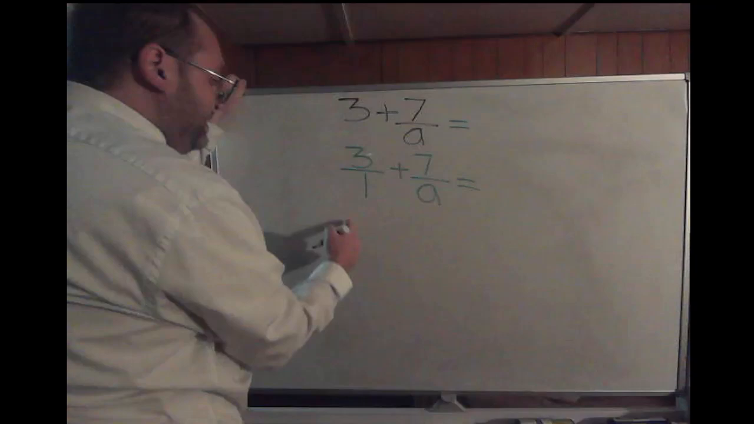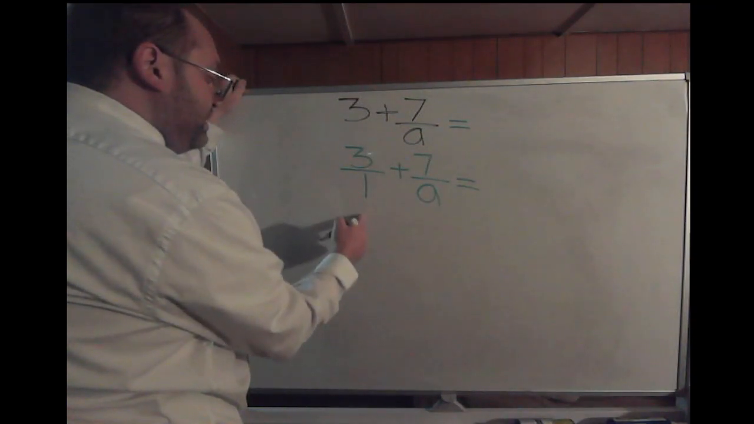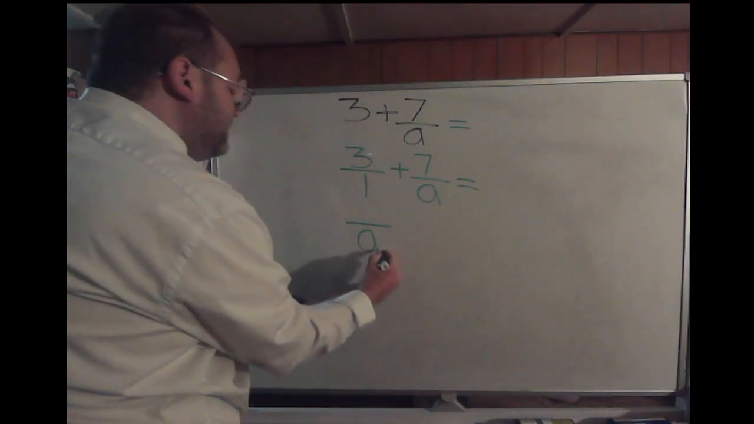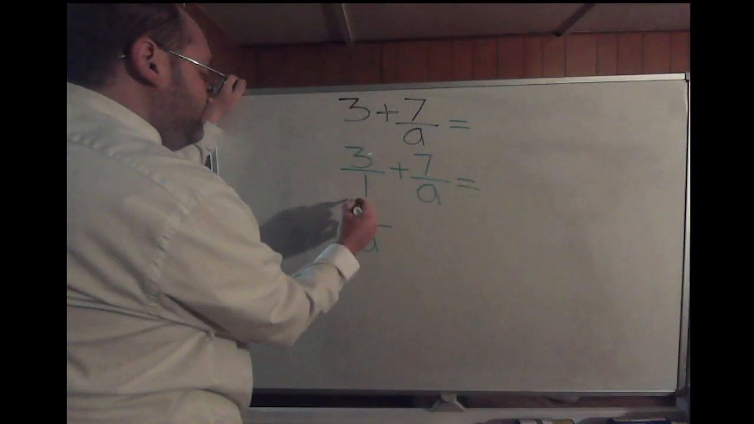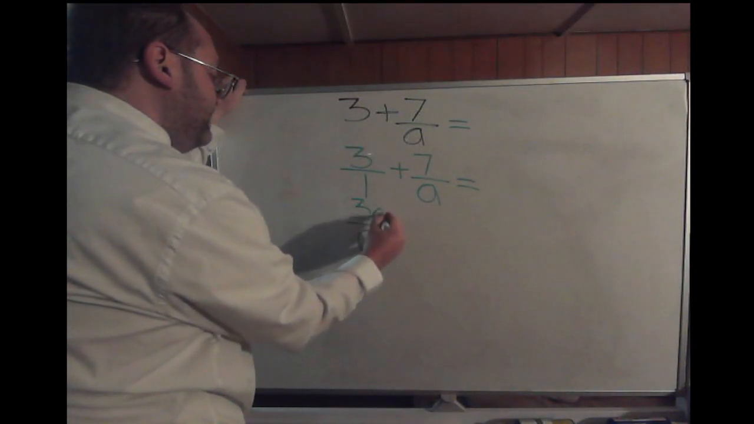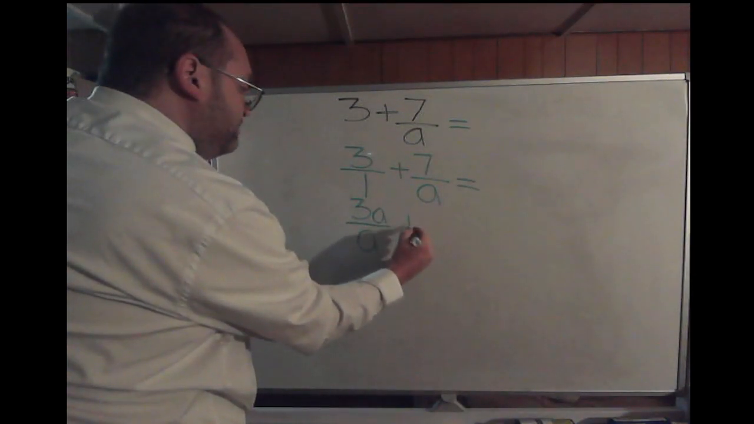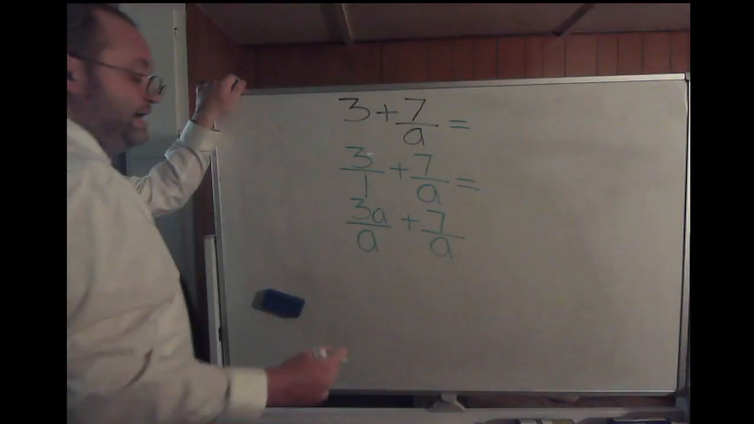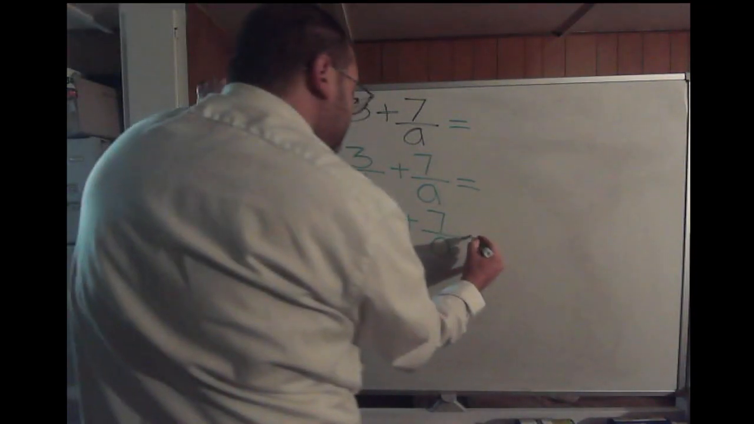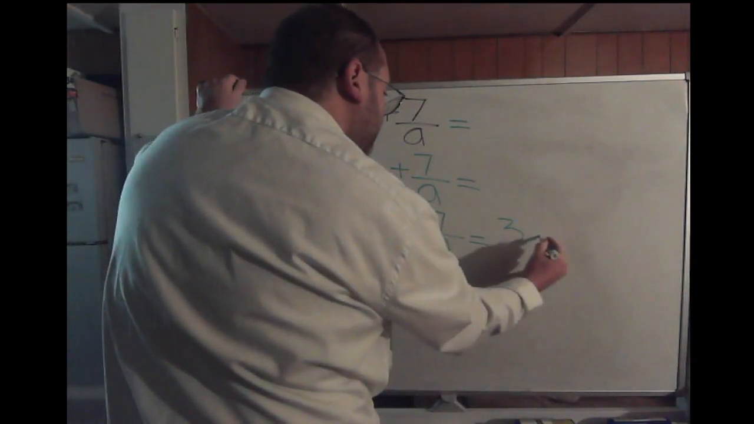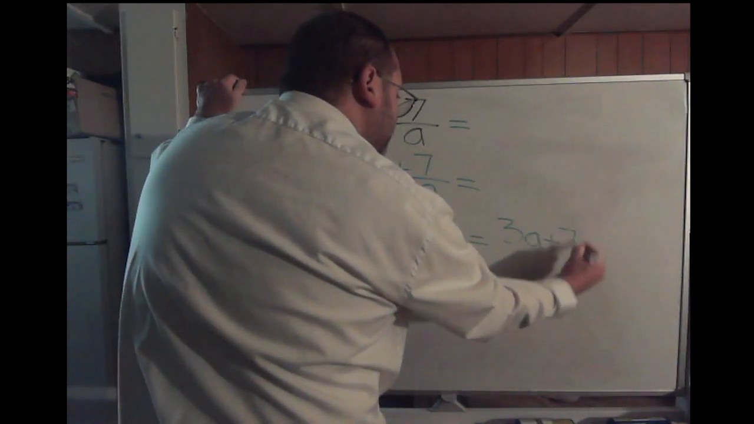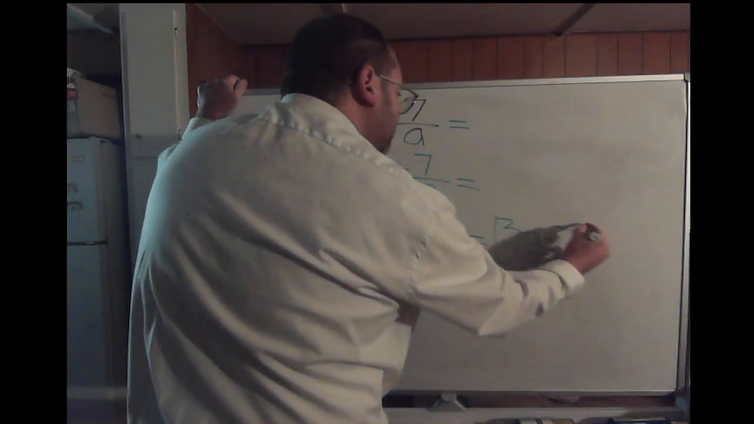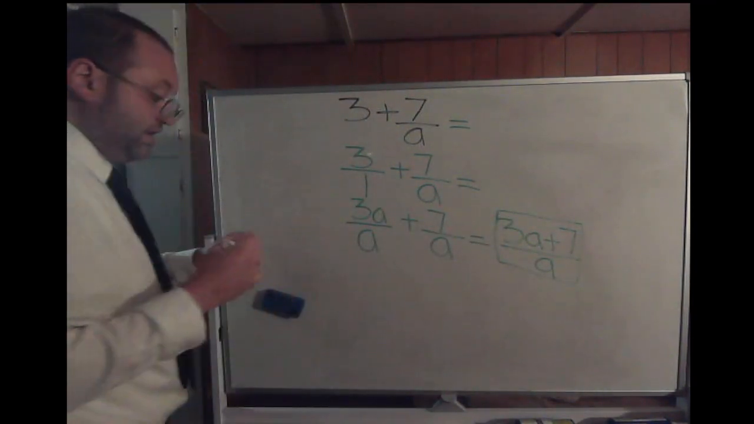When you have 3 here, in order to convert that 1 into an a, you just got to multiply 1 by a. You'll get a as your denominator, but you got to do it to the numerator too. You would end up getting 3a. So you have 3a over a plus 7 over a. Now you have the same denominator. You can add these. You would just end up getting 3a plus 7 over a. And that would be your final answer, 3a plus 7 over a.